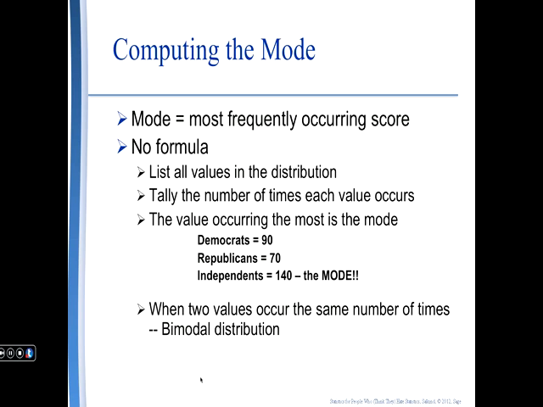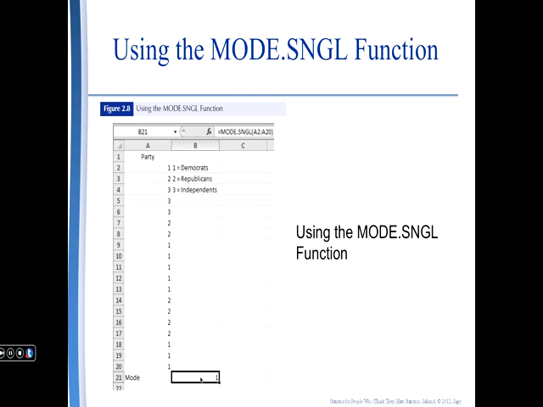So the mode is the most frequently occurring value, regardless of the value of it. So you can do a mode on textual data, such as Democrats, Republicans, and Independents. You can also do a mode on true numbers. And here we can see a sample spreadsheet where the person has had to go through some machinations to decide what the mode is.